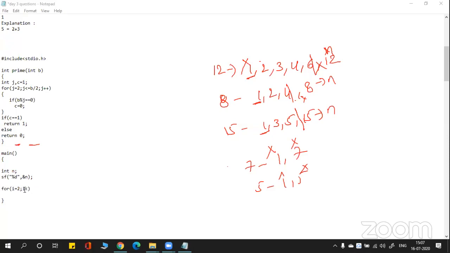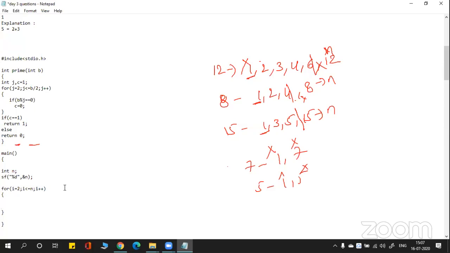Okay, i is equal to 2, i less than or equal to n, until that n value. I should consider that last value also. So what I'm doing, I'm trying to make it an array. Fine, we'll see what should be the declaration, all those things for an array.